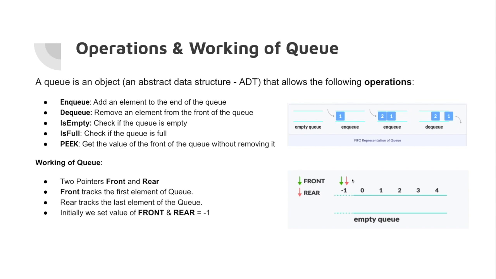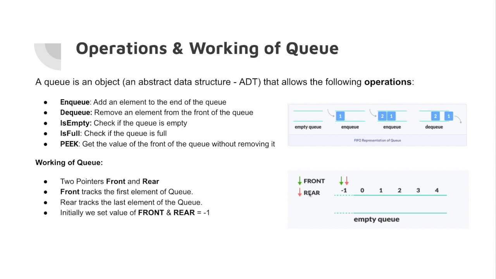And what will rear do? Front will track the first element of the queue and rear will track the last element of the queue. As we add elements to the queue, rear will track them. Let's suppose we have inserted 1. Where will 1 get inserted? At the 0 position. So our front and rear will be at the 0 position.